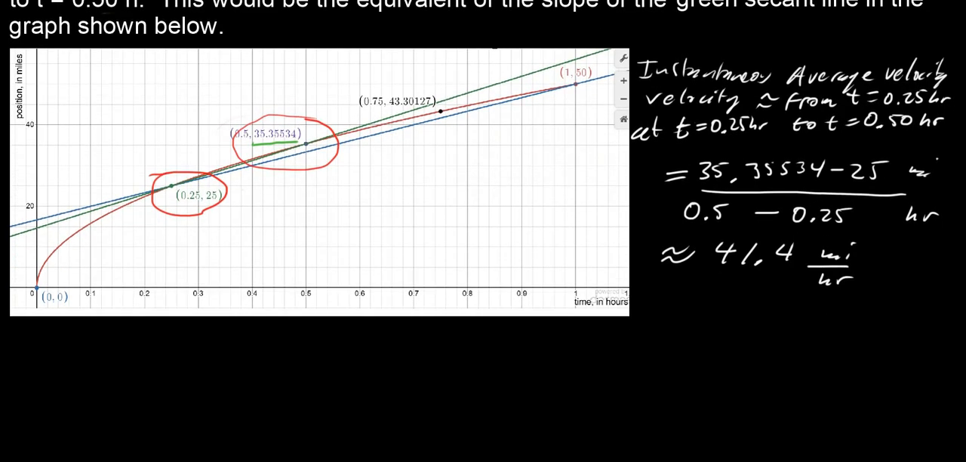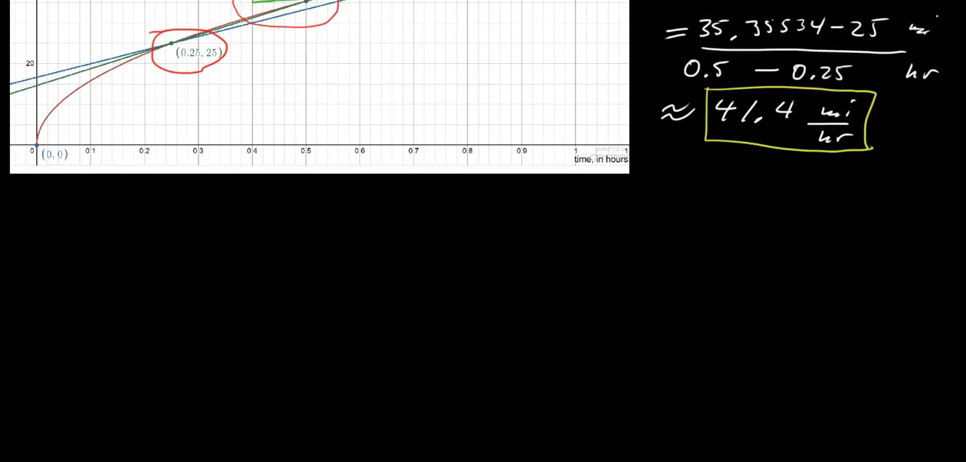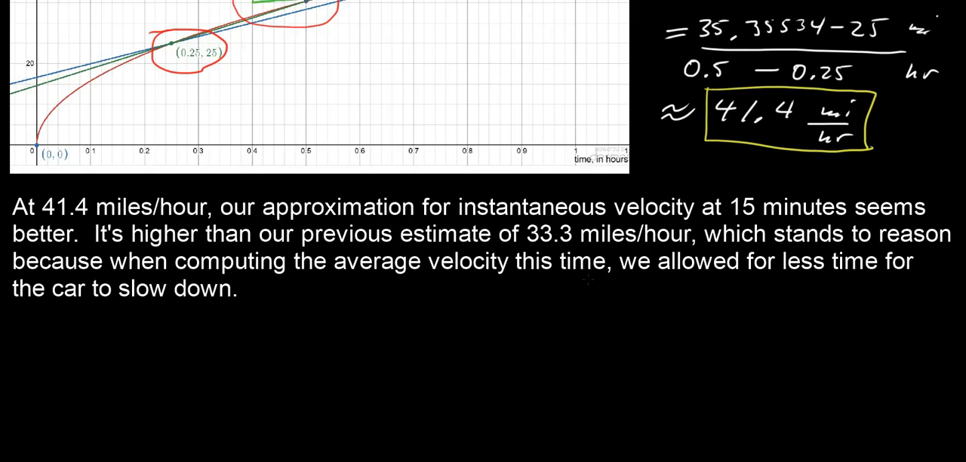Okay. And I'm happy with that, or let's put it this way, I'm happier with that because it's faster, which I would expect his instantaneous velocity to be. It's faster than that 33.3 that we computed, right? So I'm encouraged with this. I think it's a better approximation because it stands to reason we've given him less time to slow down. Okay.